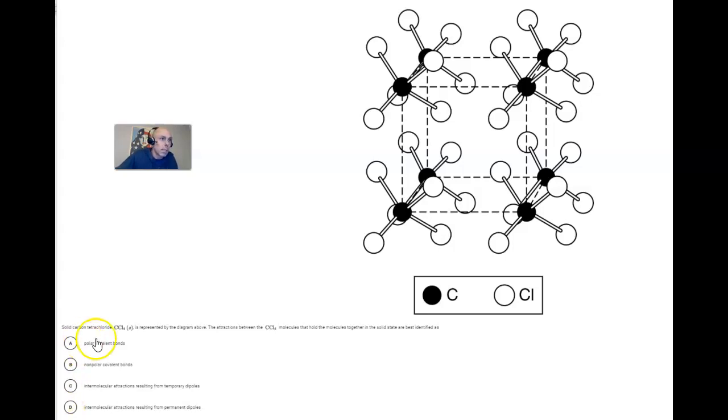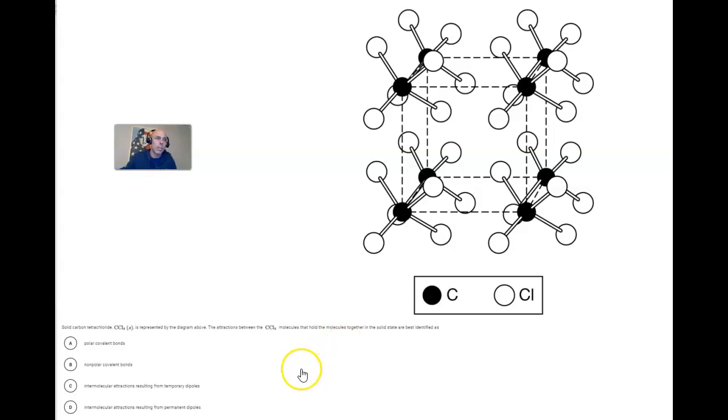All right, it says solid carbon tetrachloride, CCl4, is represented by the diagram above. The attractions between the CCl4 molecules that hold the molecules together in the solid state are best identified as A, polar covalent bonds, B, nonpolar covalent bonds, C, intermolecular attractions resulting from temporary dipoles, or D, intermolecular attractions resulting from permanent dipoles. Take a moment to think about what the answer is. Come back and I'll tell you what I think.